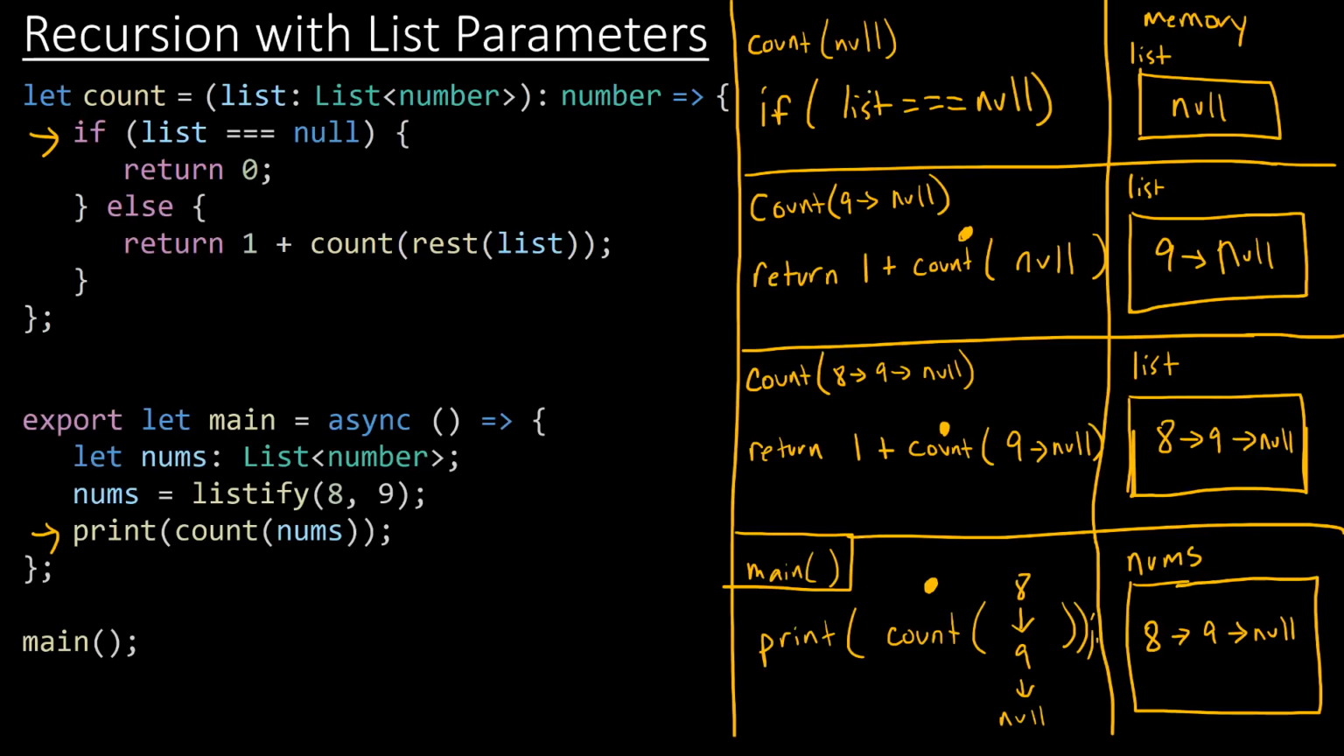And when we try and evaluate this, the first thing we need to do is substitute what is this list variable. Well, list is just null. What do you know? We've reached our base case. If null is equal to null, that's true.